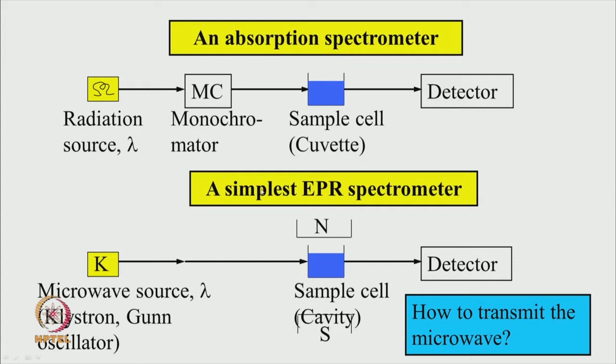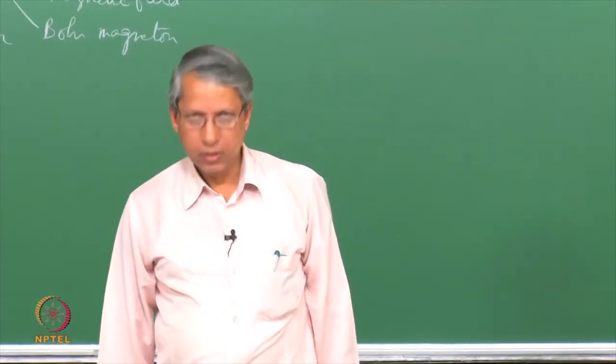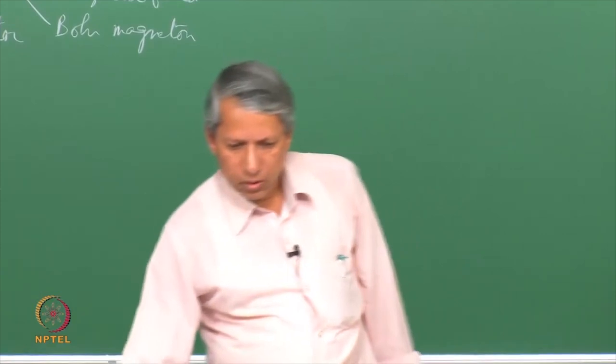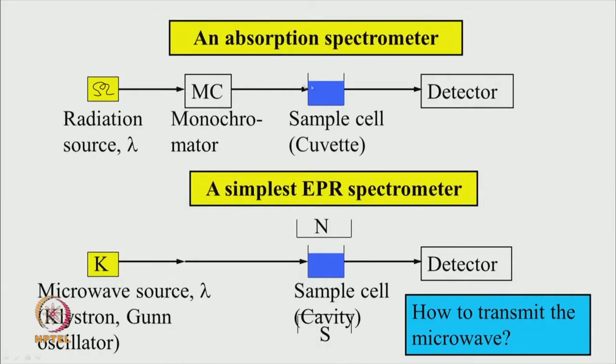In that spirit, we can think of a simplest EPR spectrometer which will have a source of microwave radiation, the klystron. Radiation comes and falls on a sample, which is kept in a sample cell called a cavity, and this is kept in a magnetic field, north and south, and the transmitted radiation is detected by a detector. This is all very similar in both the cases. Now, in the case of an optical spectrometer, we can change the direction of the light, we can bend it, we can focus it using appropriate optical elements. Let us say you can use a lens or mirror, we can use any of these optical elements to bring the radiation to the sample and to the detector.